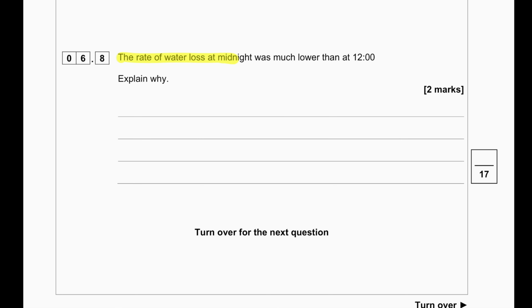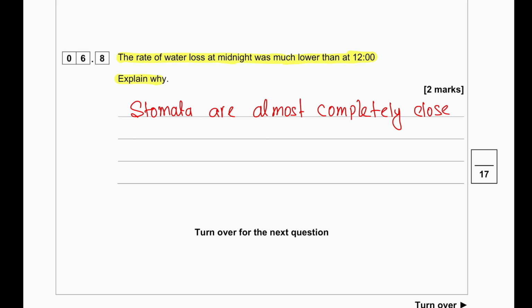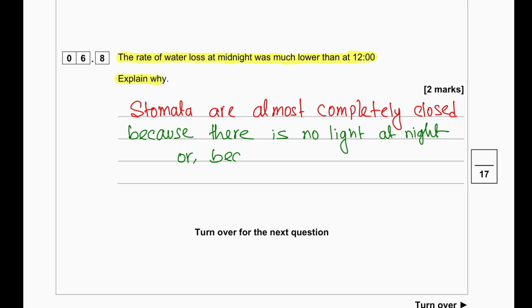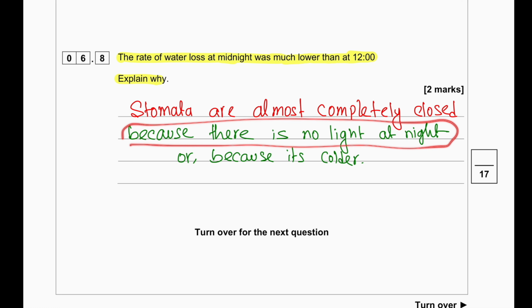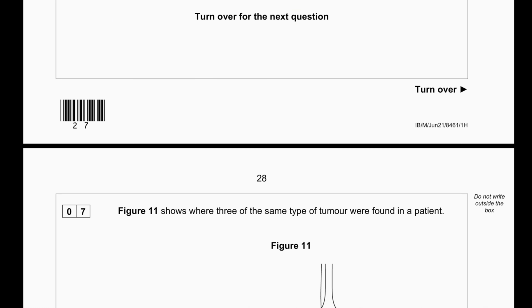The rate of water loss at midnight was lower than at 12. Explain why. At night, less water is lost because stomata are almost completely closed and it's colder at night. We can also say because there is no light at night, or alternatively because it's colder. The understanding of there being no light at night is that light is needed for the opening of the stomata. Since at night there is no light, the stomata are not open, they are almost closed.